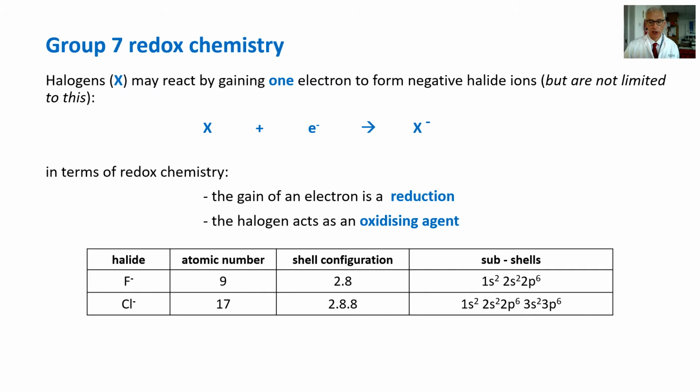These electron configurations here, in shells and in subshells, are the electron configurations of a noble gas. So these are stable electron arrangements.